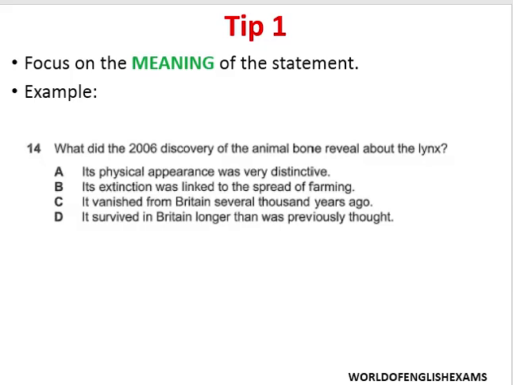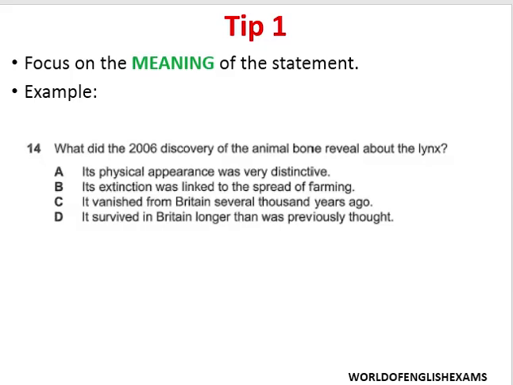What did... The word "did" is an indicator that the context is in the past. What did the 2006 discovery of the animal bone reveal about the lynx? So there is something related to an animal that is called lynx, and the connection is with its bone, which was discovered way back in the year 2006. The question here is, what did that discovery reveal about this animal called lynx?